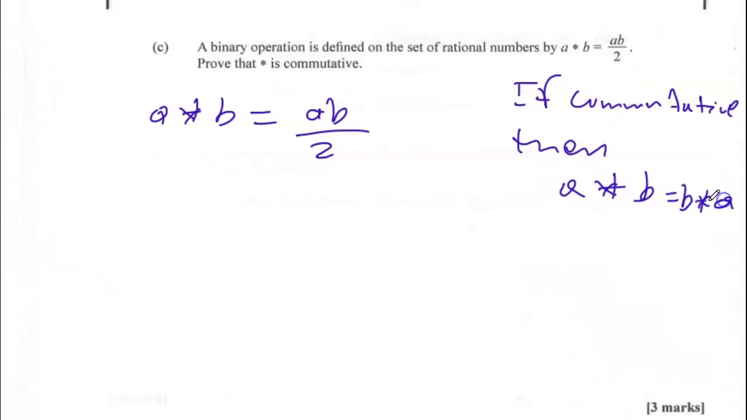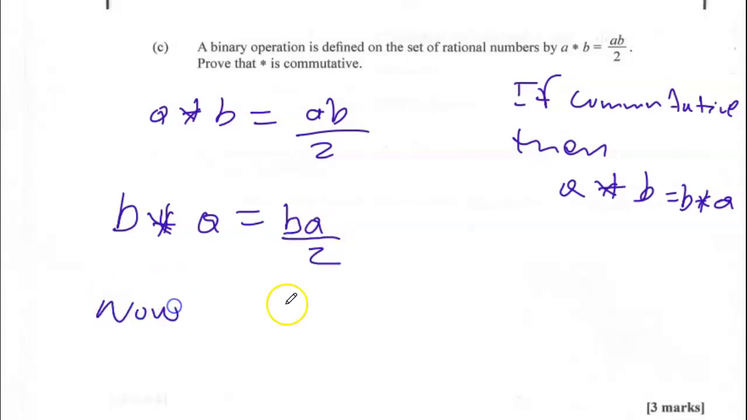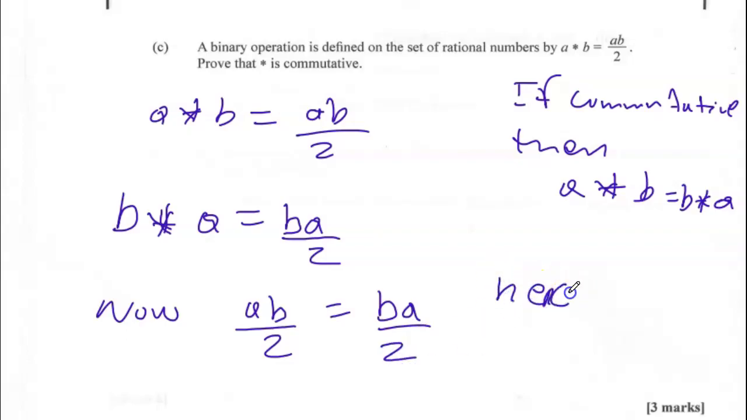So we are given with a asterisk b, we are told it's equal to ab over 2. So we need now to find b asterisk a and see if it's the same thing. So we take the product, put it over 2. That's what the instructions are. Take the product of the two values, b and a, put it over 2. Now we ask ourselves, is ab over 2 the same as ba over 2? Yes. So the operation is commutative.